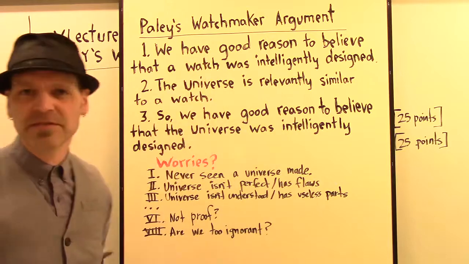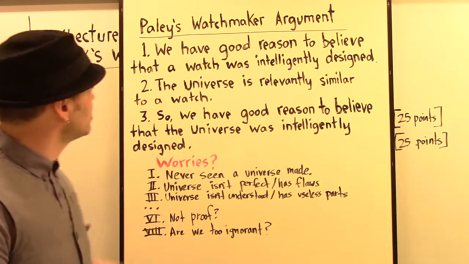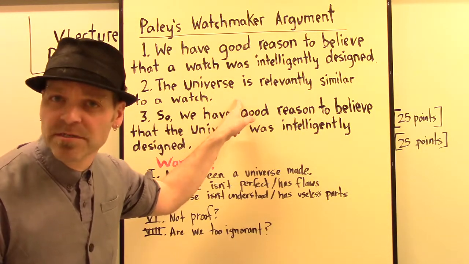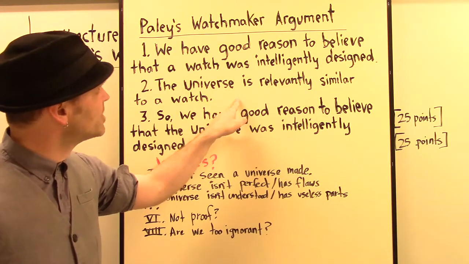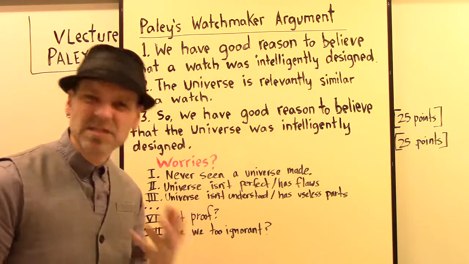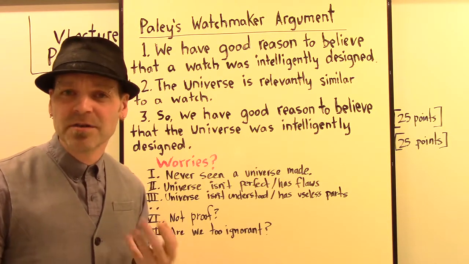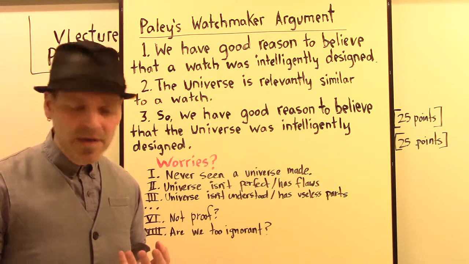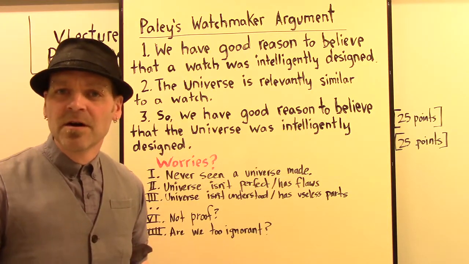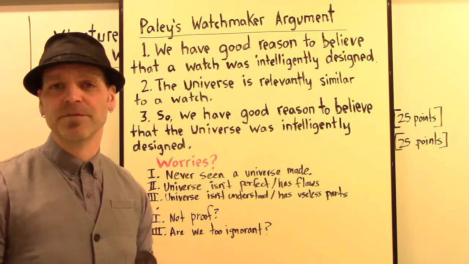Premise 1 is just obviously true. No one wants to say that watches come together by chance. So all of the interesting objections are going to be to premise 2 here, which asserts that the universe is relevantly similar. And what is it to be relevantly similar? It's not to be the same, obviously, because the universe just isn't a watch. So there's going to be some differences between the 2. Premise 2 here is simply saying that those differences are not important for the argument. They're not important for the conclusion.